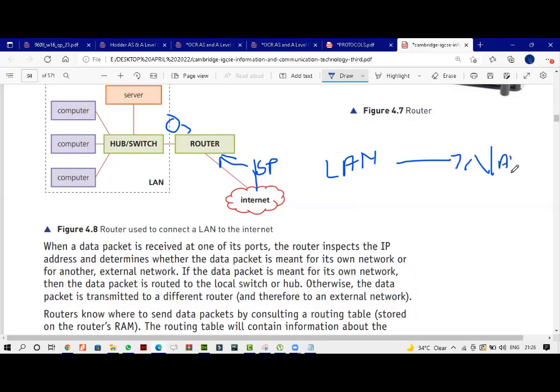Sorry for my sloppy writing. In between, I need something to monitor this. If I want a server that will be monitoring all this, I would use a proxy server. So the proxy server will be monitoring all that. I hope I made it clear.